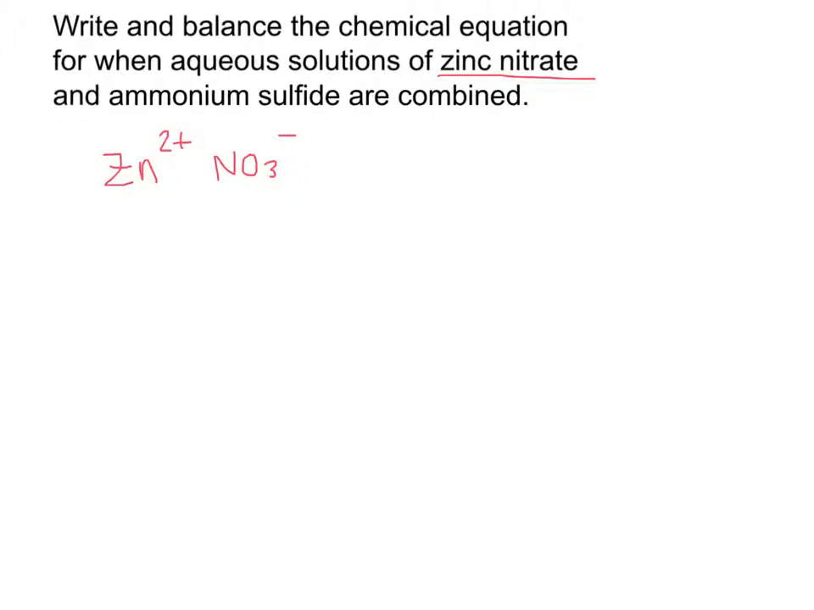So we would just say, well, we can crisscross these numbers. The 2 goes here, the 1 goes here. We don't really have to write the 1. But then you would end up with zinc nitrate. The nitrate would have a subscript of 2, and I like to put a line in front because we're going to end up balancing them.